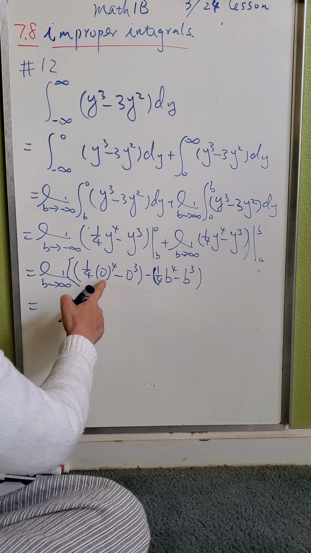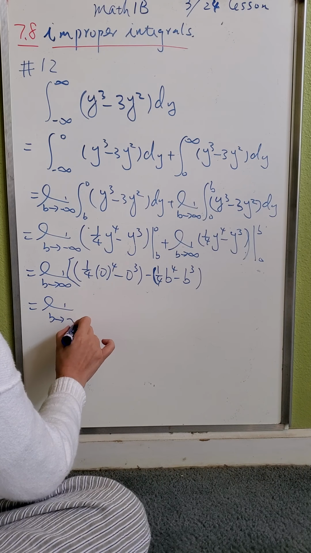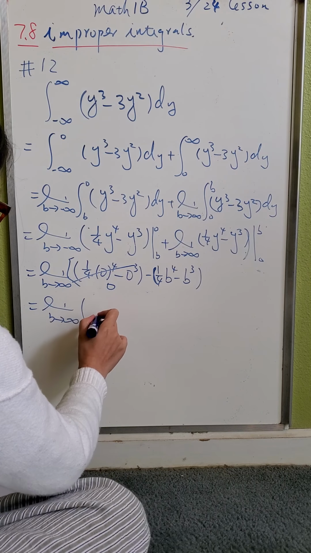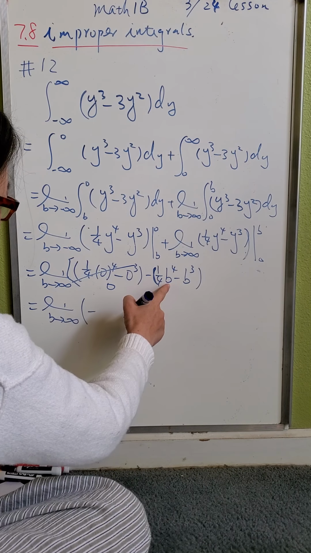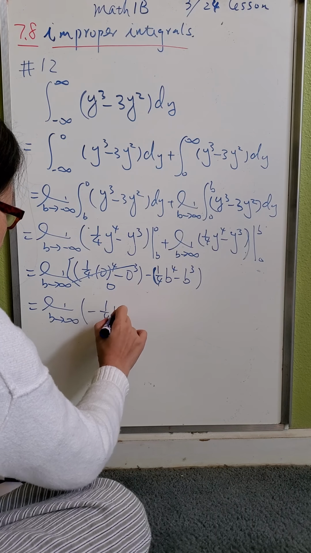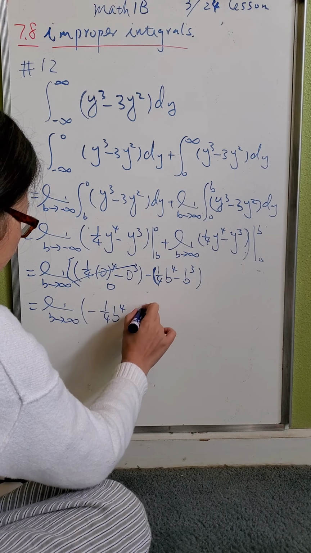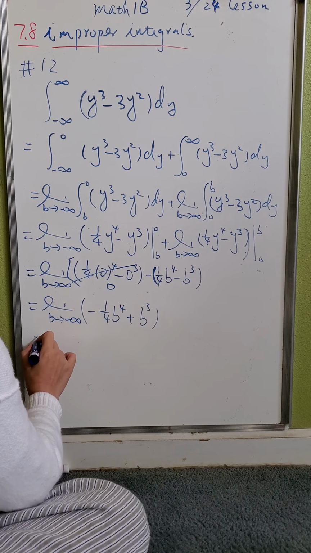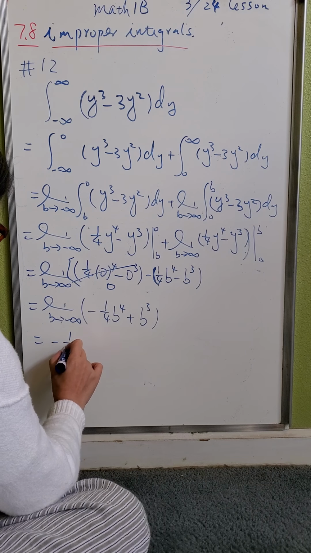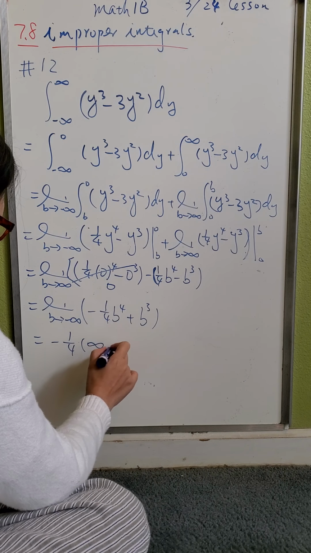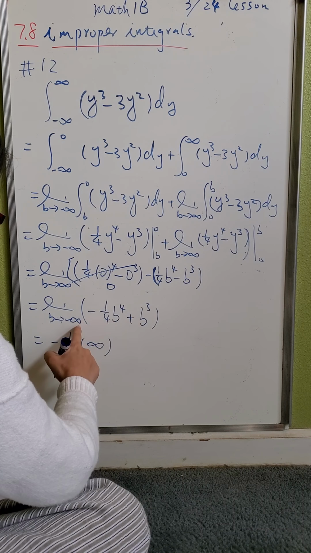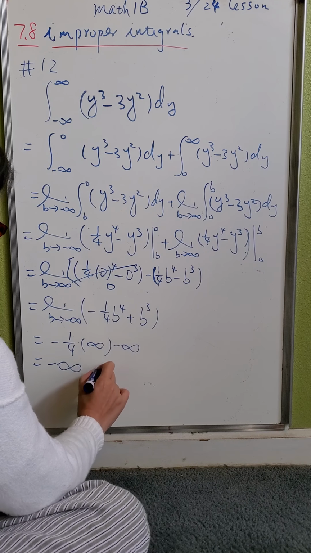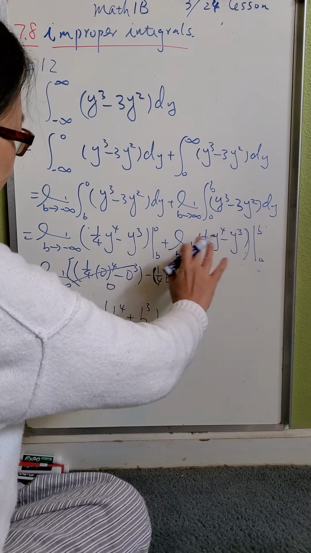That becomes 0, so this whole thing is 0. And this is negative 1/4 of b to the 4th plus b to the 3rd. When I put in negative infinity, that becomes negative 1/4 times positive infinity, and negative infinity to the 3rd is still negative infinity, so it becomes negative infinity. So it diverges, and then you don't need to do the second part.